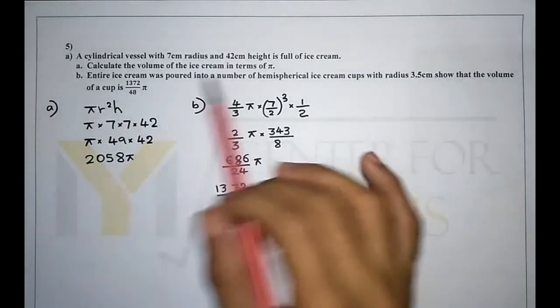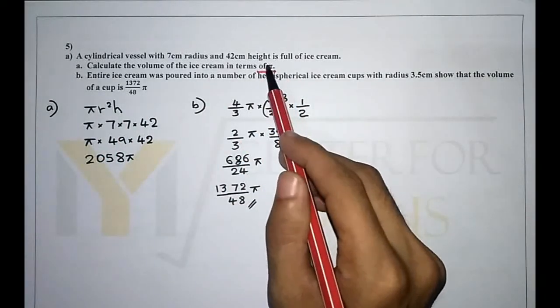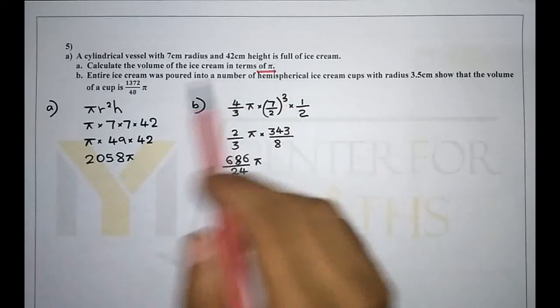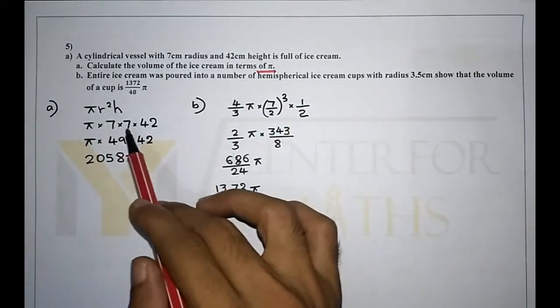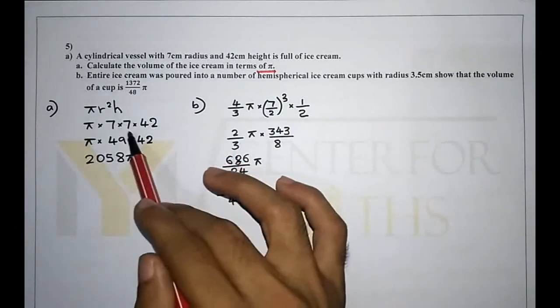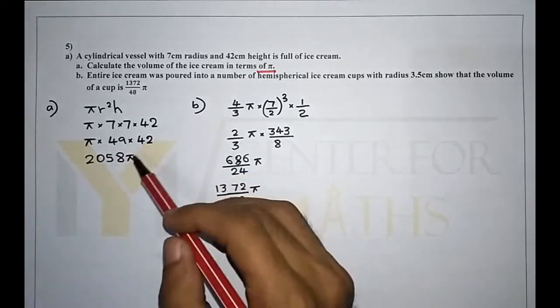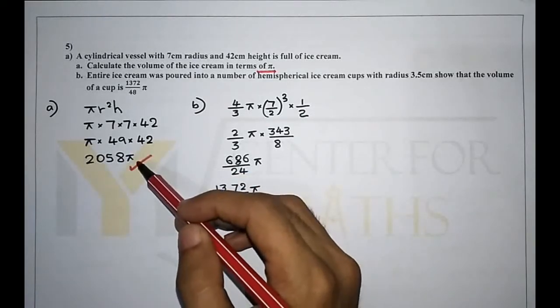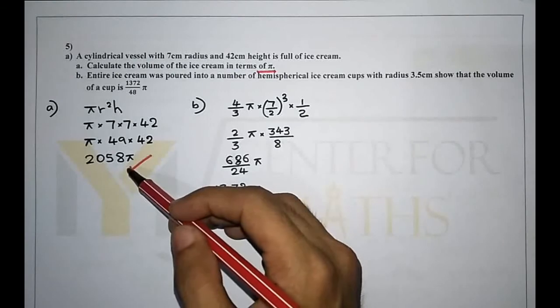So we'll apply that. They are asking us in terms of π, so don't substitute that value. Let it be. π means π, and r is 7 into 7, and the height is 42. 7 sevens are 49, 49 times 42 is 2058π. Just let it be. And the next one.